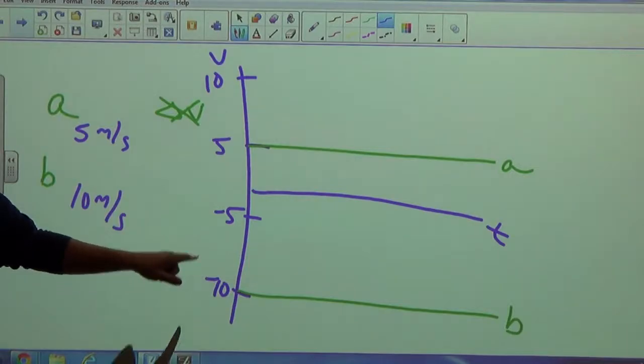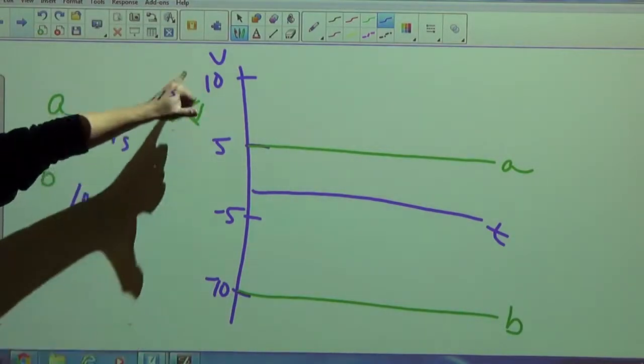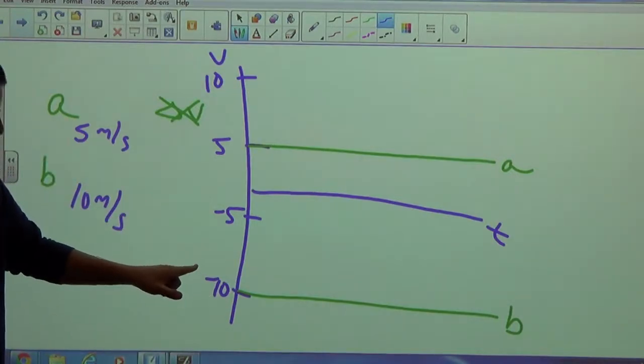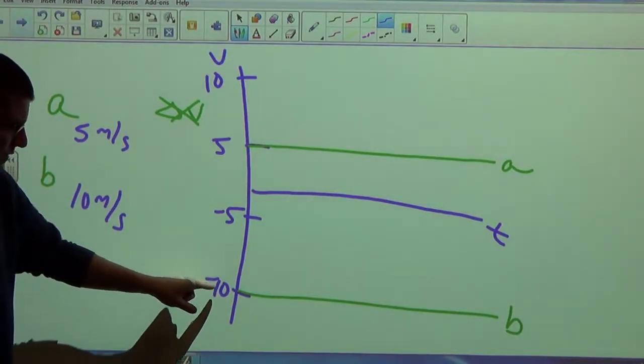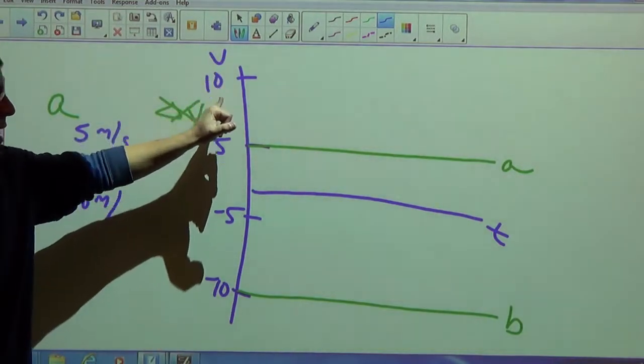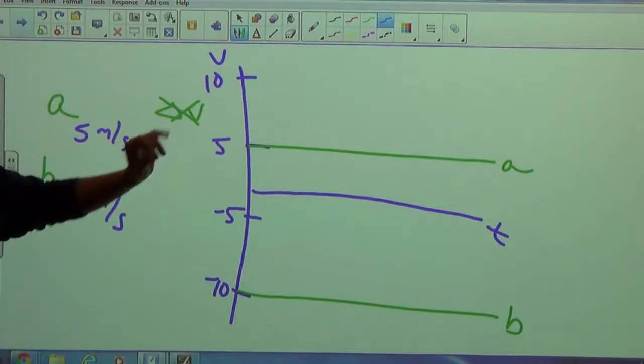What did I say about signs on the VT graph? Signs tell you direction, okay? So A is going slower than B. But B, what does this negative contribute? Direction, because remember, velocity is a vector quantity, magnitude is the number, the sign is direction.